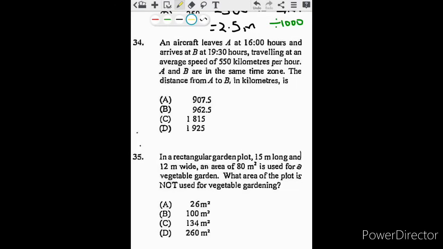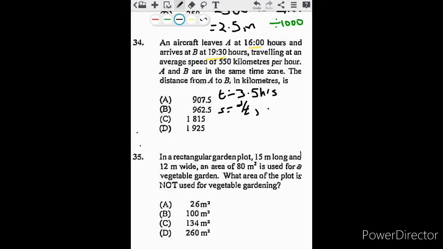So it leaves at 16 hours and it arrives at 19:30. So that difference is, we start at 16, 17, 18, 19, and then 30 is half an hour, so that's 3.5 hours. So that's our T. Our speed is 550 kilometers per hour. So our formula, speed is equal to distance divided by time.